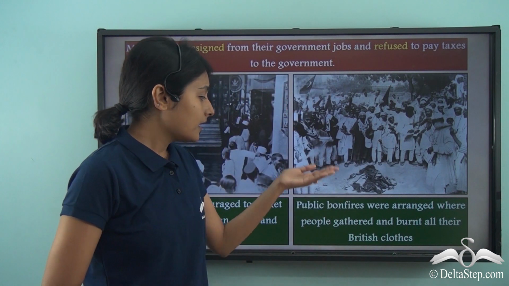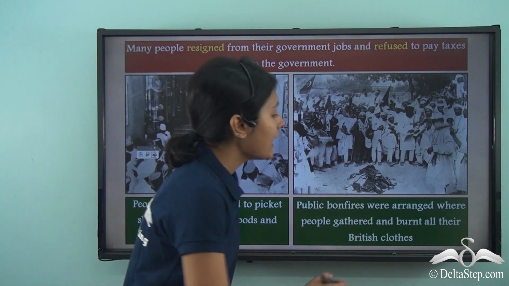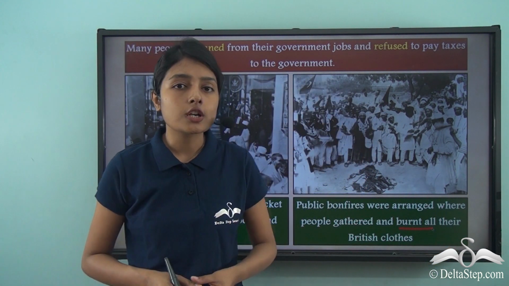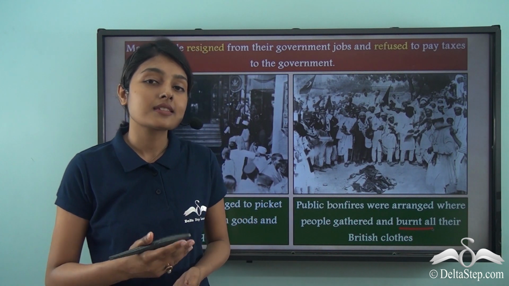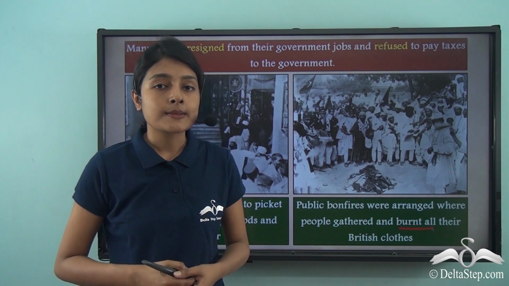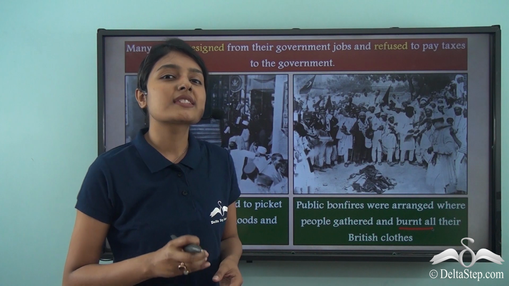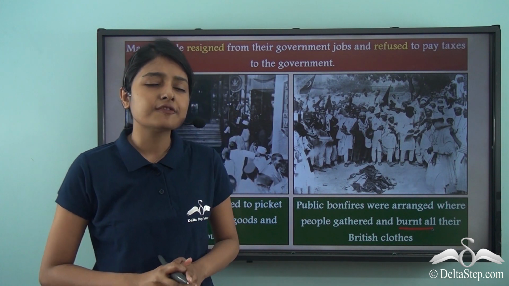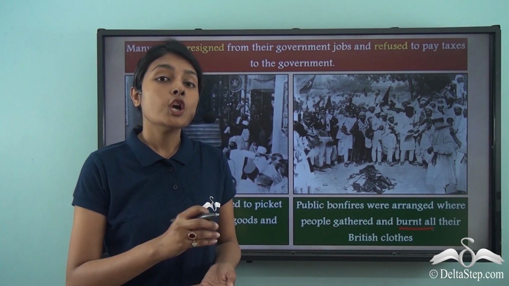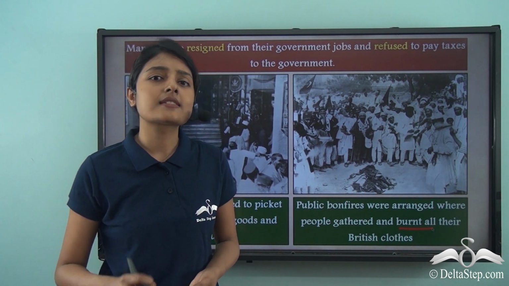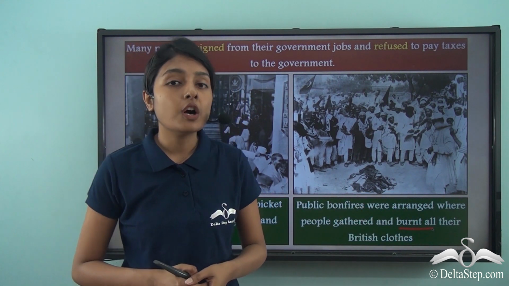At the same time, public bonfires were also arranged where the masses gathered and burnt all their British clothes. So these were expressions of the anger, the hatred that the masses had against the Britishers. And all kinds of foreign goods, foreign products were seen as absolutely negative by the Indian masses, because these were the tools through which the Indians were colonized and exploited. And so these were burnt in public bonfires.